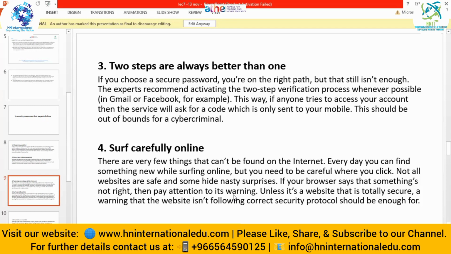The experts recommend activating the two-step verification process whenever possible, in Gmail or Facebook, for example. This way, if anyone tries to access your account, then the service will ask for a code, which is only sent to your mobile. This should be out of bounds for a cyber criminal.